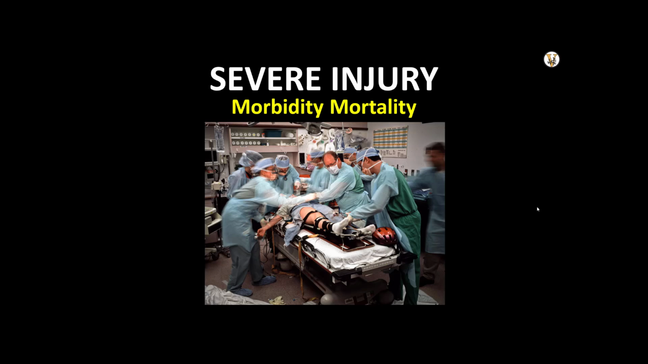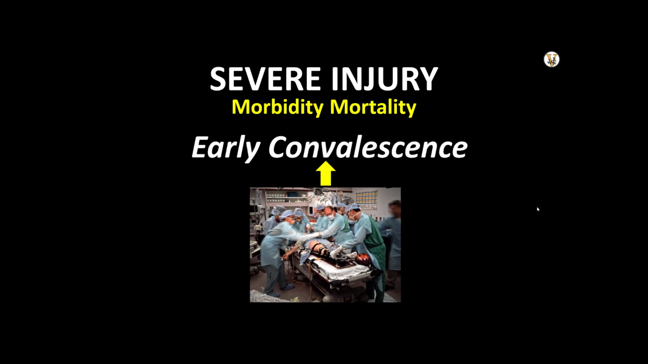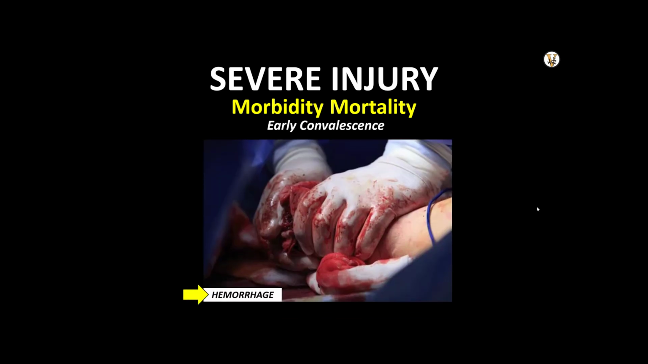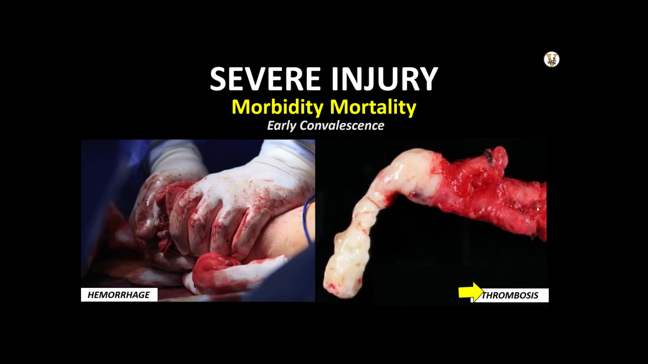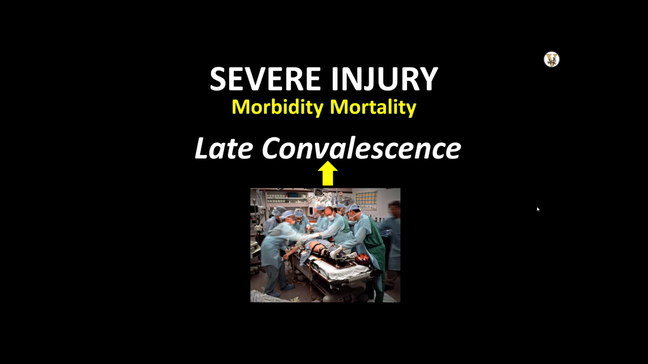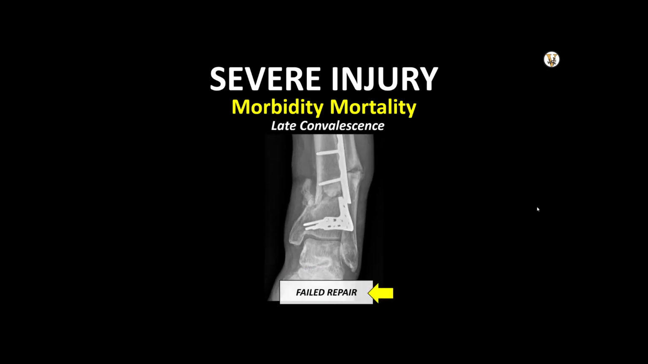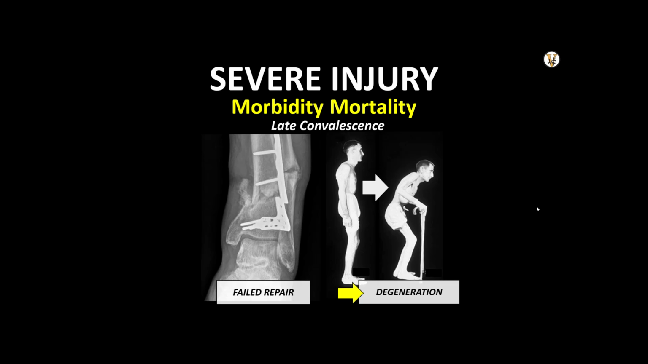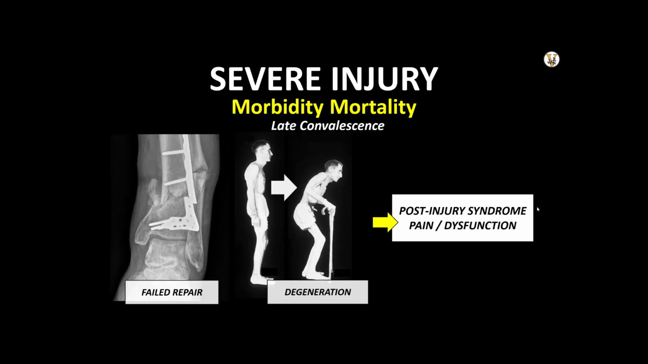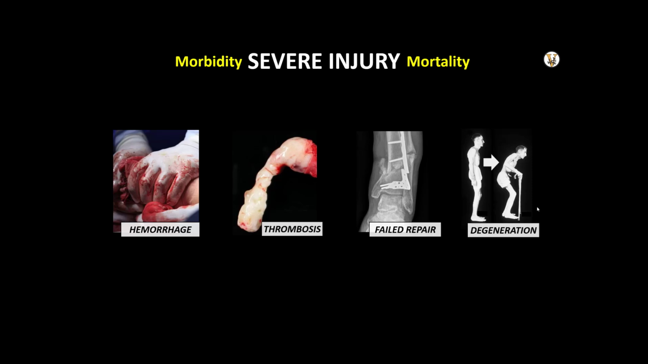If we're talking about severe injury, it's very helpful to think about the morbidity and mortality that happens and divide it into two different time periods. If we start with the early convalescence, what we're referring to are the problems that can happen from bleeding out, or hemorrhage, or thrombosis. In late convalescence, these patients are very susceptible to problems such as failed repair of tissues, in this case of a broken bone, or degenerative problems from continuous inflammatory responses. Together, these problems can be considered post-injury syndrome, which is the majority of cause of pain and dysfunction in these patients after a long recovery from an injury.